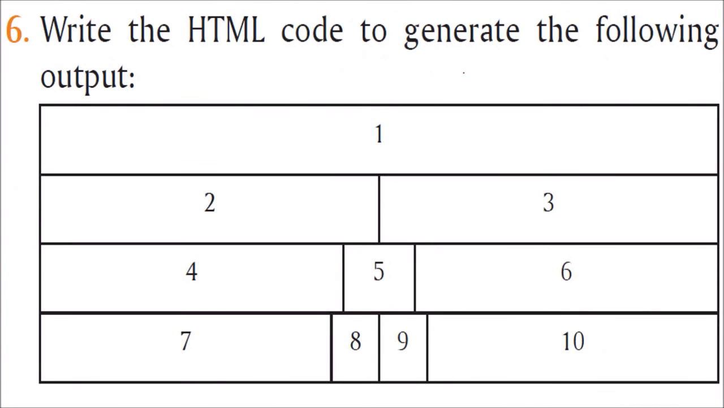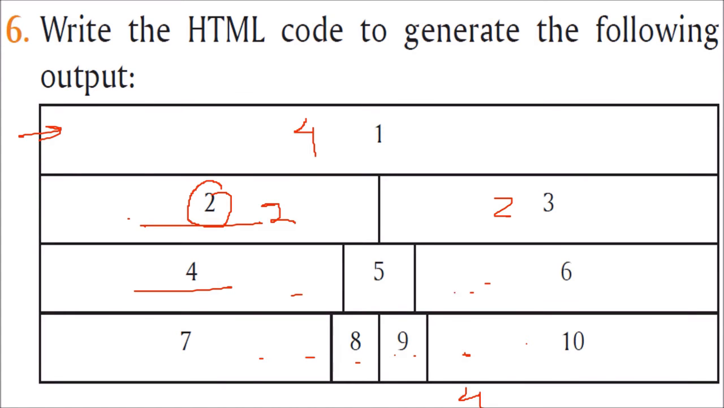Write the HTML code to generate the following. See, here 1, 2, 3, 4, 4 columns are there. So the first row will take 4 colspan. Wherever you type 2, this is going to take 2 colspan. Here this is going to take again because this is 4. So you have to see which is going to take the colspan. I'll just show you, and this will remain like this. We are not going to change anything here.